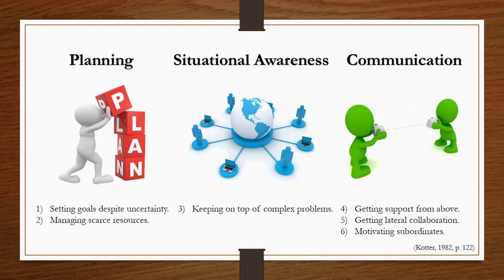So, Kotter in his 1982 book, The General Managers, describes six key challenges that managers regularly face. The first two are on planning, the third is on situational awareness, and the last three are really effective communication. I've listed them here at the bottom, how he describes them.